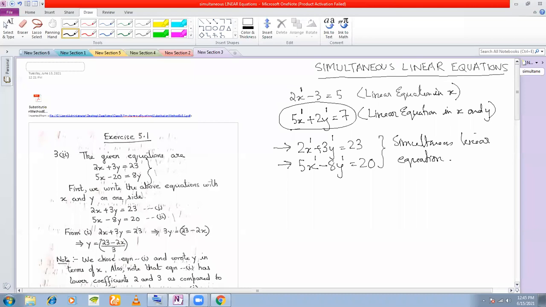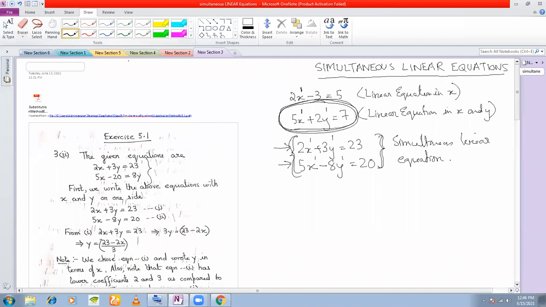And if I give you only a single equation here in x and y, you will not be able to solve. But if I give you two equations, or maybe three equations also, but at least two, then you will be able to solve for x and y. So we learn the ways of solving simultaneous equations.